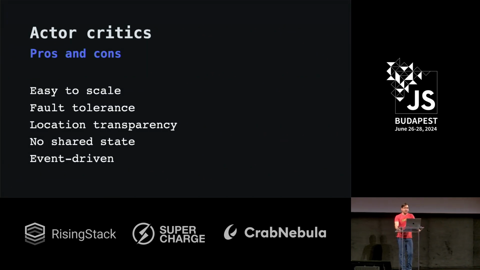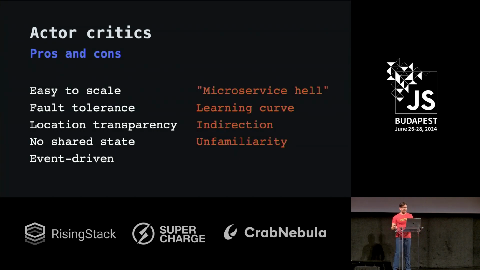There's a bunch of pros and cons to the actor model. The pros are it makes it easy to scale. We saw in the community talk upstairs how microservices really allow companies to scale horizontally and move a lot faster. They're fault tolerant, and they have location transparency like I just talked about. They have no shared state, so you can't mutate the state of another actor. It makes things very predictable because they're event-driven.